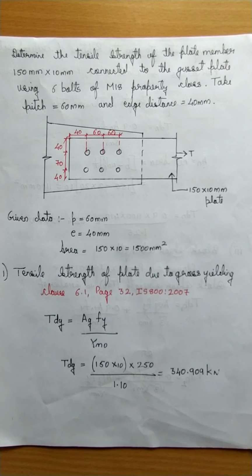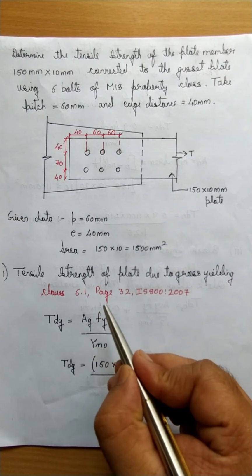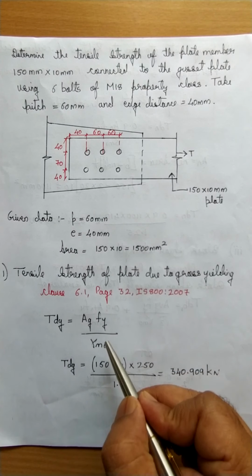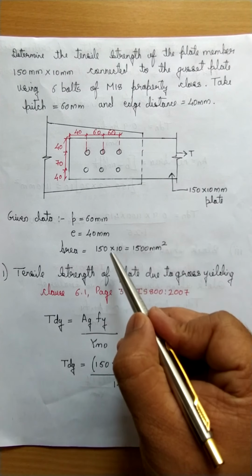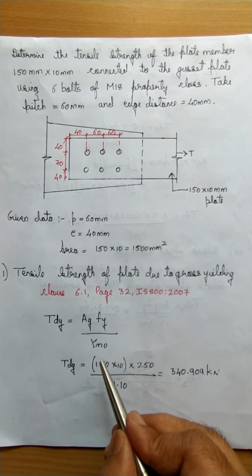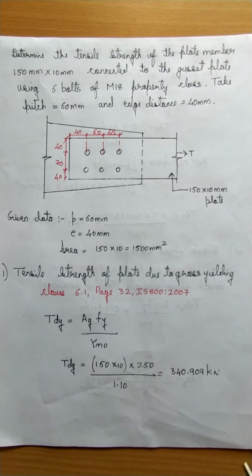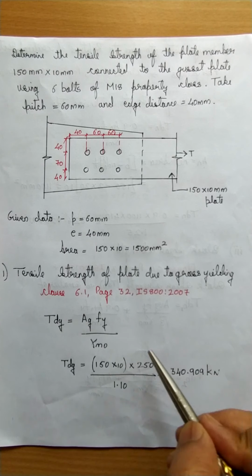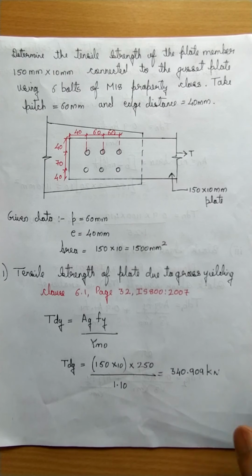So this we have written here. The total tensile strength of the plate due to gross yielding is given in clause number 6.1, page number 32 of IS 800-2007, which is given by Tdg is equal to Ag fy divided by gamma m0. Ag is nothing but the area of the plate member. So it is 150 by 10, 1500. So area is 1500 mm square, that is 150 into 10, into fy which is 250 Newton per mm square, and gamma m0 we will get from table number 5 of IS 800-2007. After computing we get the value of Tdg as 340.909 kilonewton. So this is the strength due to gross yielding.